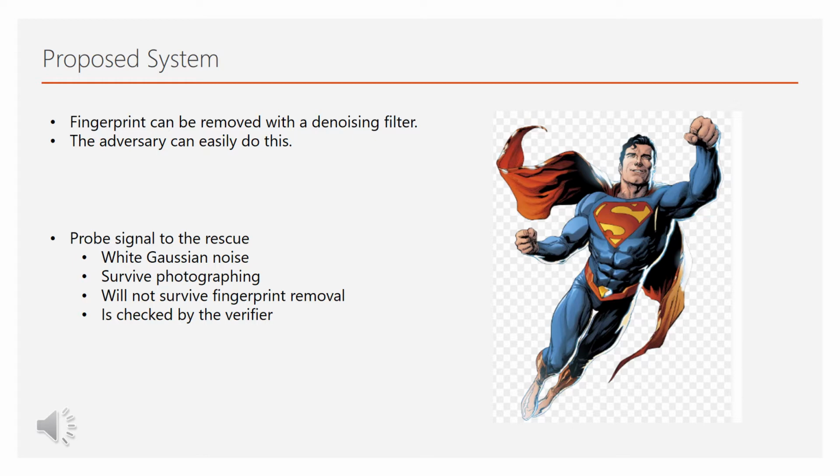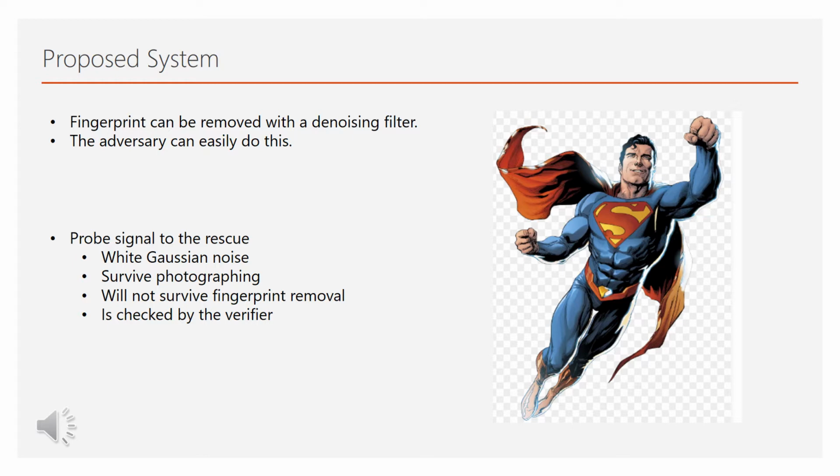In fingerprint forgery, a fingerprint can be removed with a denoising filter. The adversary can easily do this. But probe signal to the rescue. A probe signal, a white Gaussian noise, is inserted into the QR code. The probe signal can survive photographing, but it will not survive fingerprint removal.